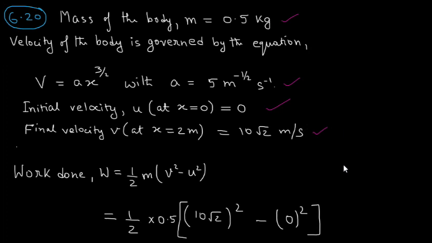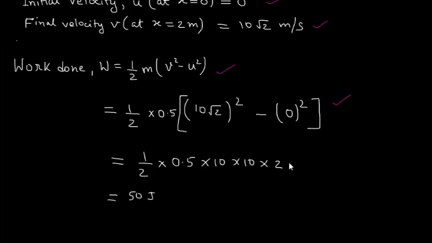per second. Work done W is equal to half m (v square minus u square). Putting the values of m, v and u, we get half into 0.5 into (10 root 2) whole square minus 0 square, which is equal to half multiplied by 0.5 multiplied by 10 multiplied by 10 multiplied by 2, which is equal to 50 joule.